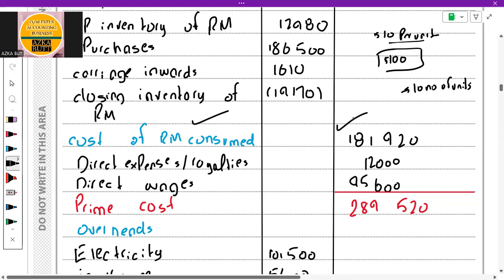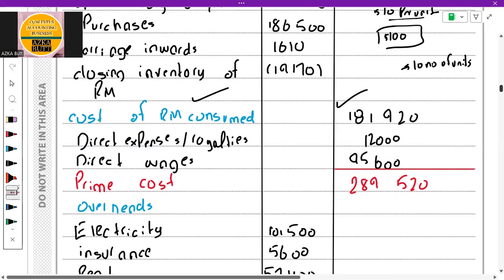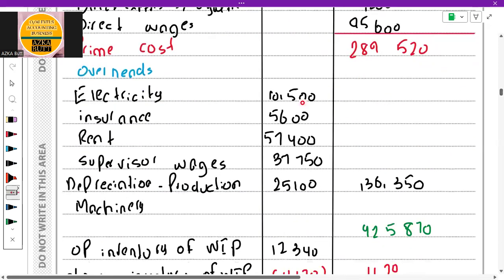and altogether you have to add the figure of cost of raw material, which is this, with the direct expenses and with the direct wages. So we have the prime cost, which is 2,89,520. Okay, and after that we have to provide the overheads.